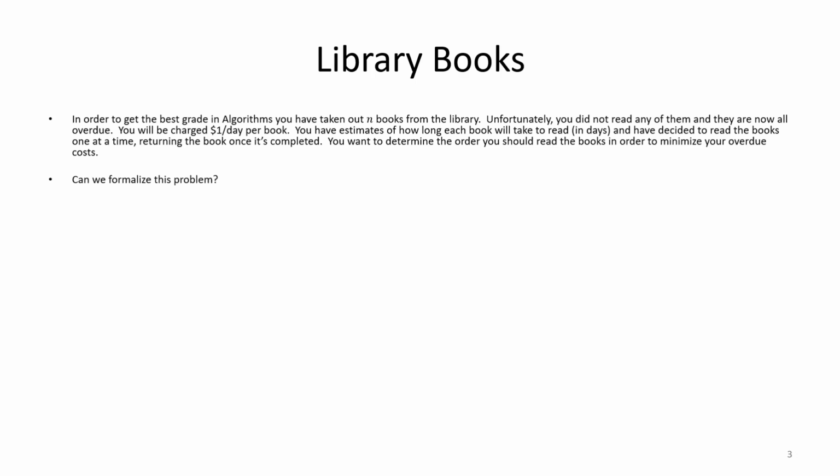Here it says we've taken N books out of the library. Maybe due to poor planning, we didn't read all the books and now they've become overdue. We still want to read all the books, but they're all overdue. We've come up with a strategy.